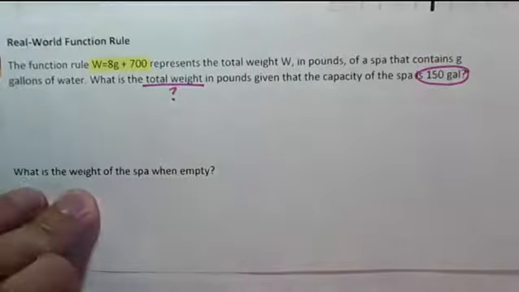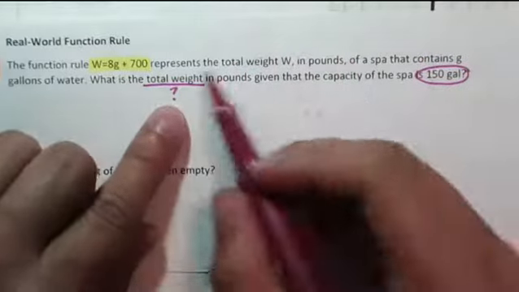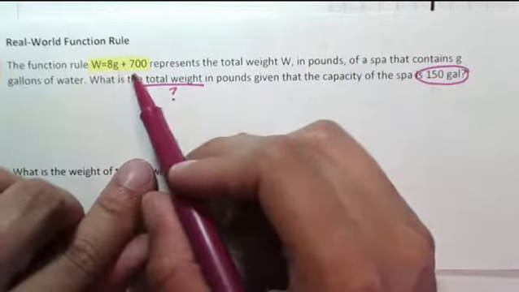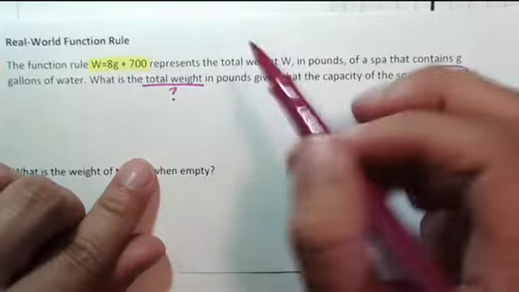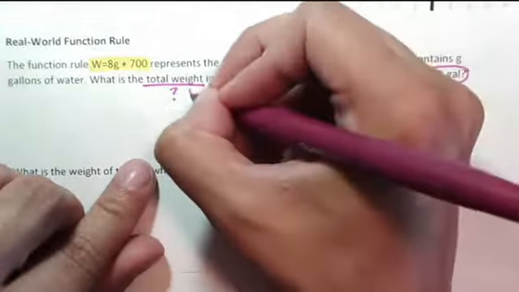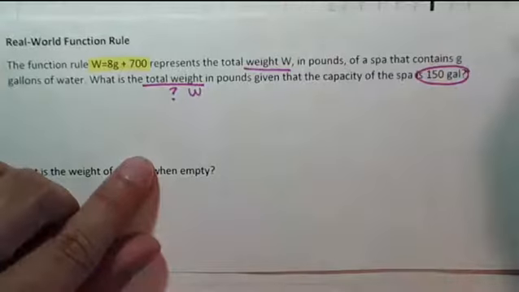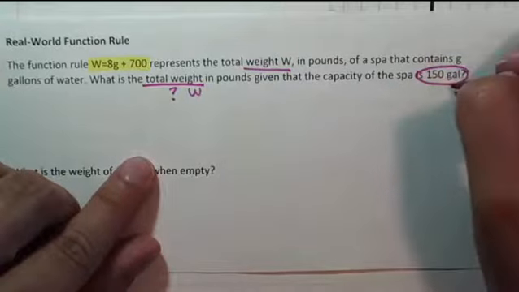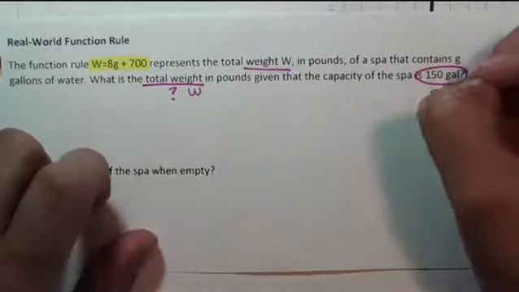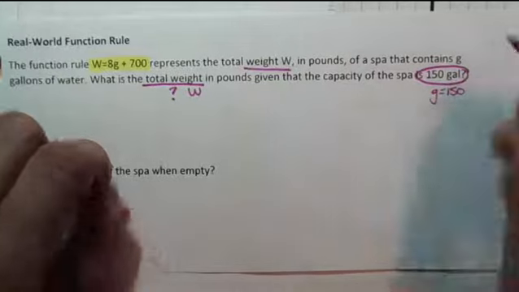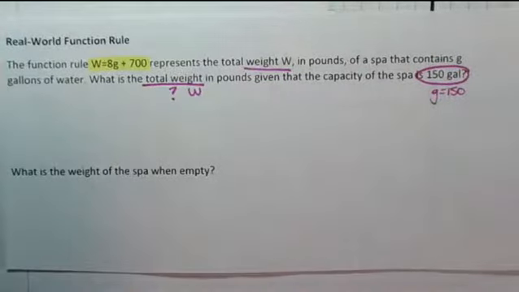Now let's identify the letters, okay? First, our total weight. Which one of these represents the weight? Okay, remember it says weight is W. So we want to figure out what the total weight is, W, when gallons, which is the G, is 150. So go ahead and label all that information.